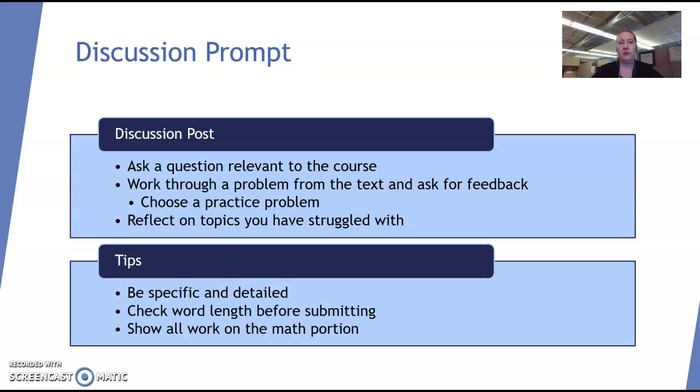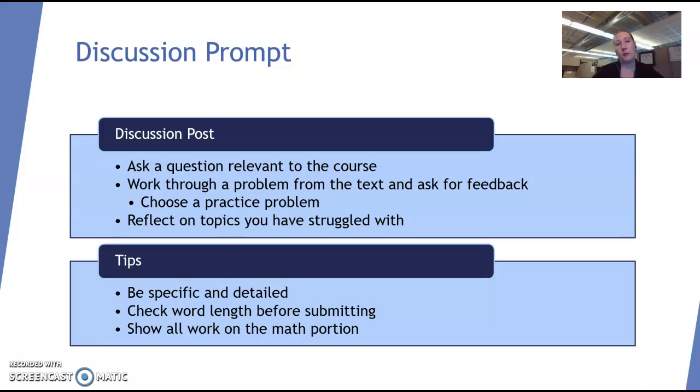So in preparation for the exam, your discussion post this week is going to help you start thinking about what you need to know for the exam. So there are several topics to address. The first would be to ask a question relevant to the course, basically relevant to what you have been learning. So it needs to be relevant to algebra. So make sure the question is related to what we are currently learning.